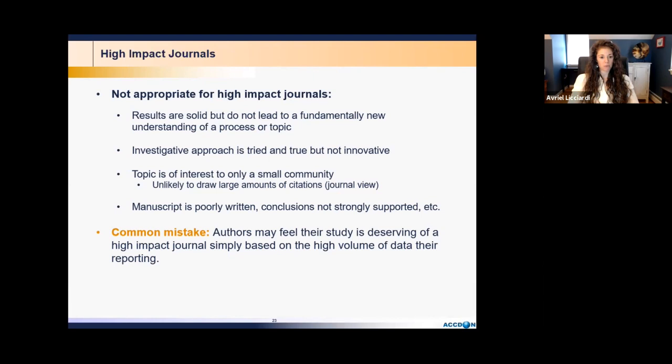I do also want to point out a common mistake, one that many journal editors have stated before: as authors, if we are doing a ton of research and we've generated a high volume of data, we may feel that our research is deserving of being in a high impact journal simply because we have that high volume of data that we're reporting. Unfortunately, that is not the case. Just because you have a lot of data and it's sound data doesn't mean that it deserves publication in a high impact journal.